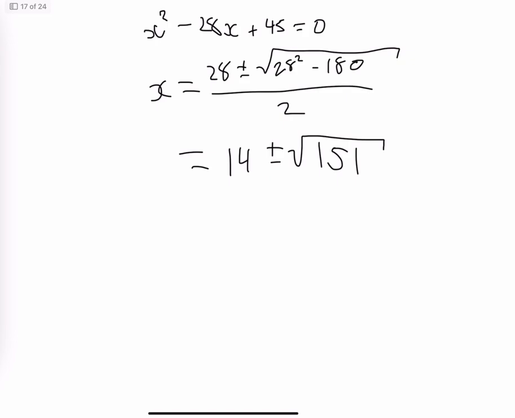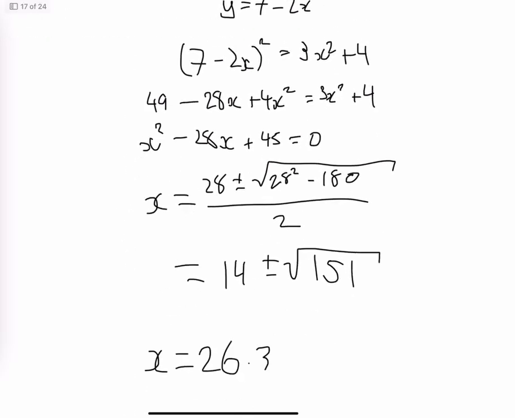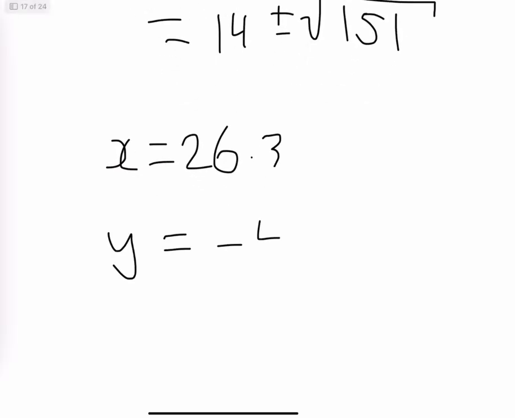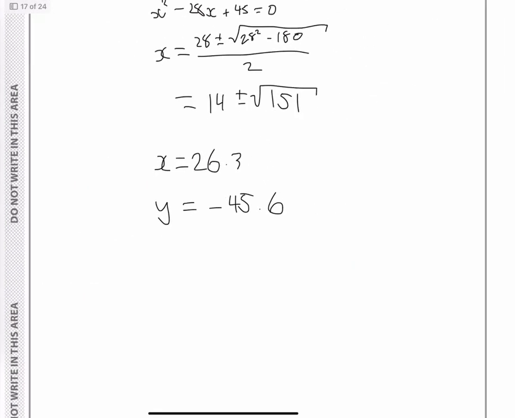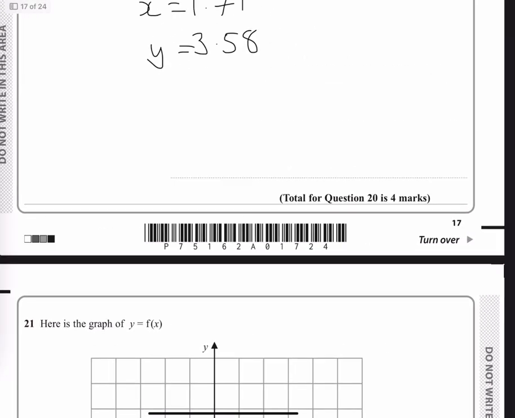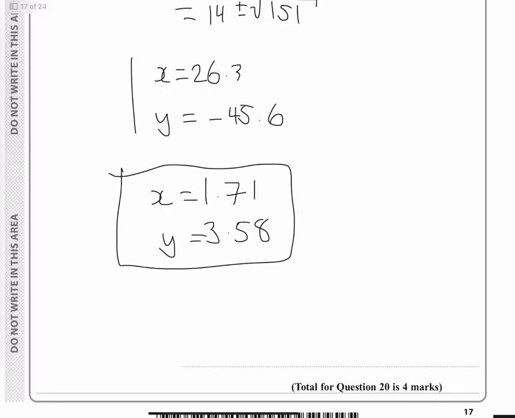So the positive root of that gives us x equals 28.3 to 3 significant figures. Got to check that. We then substitute it in to 7 minus 2x, which gives us y equals minus 45.6. When we have 14 minus root 151, x equals 1.71, which gives us a y of, what does it give us? 3.58. Easy, moving on. Maybe box them off so we know which two work together.